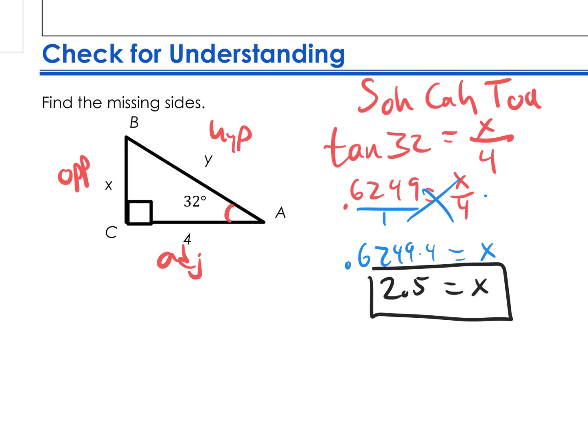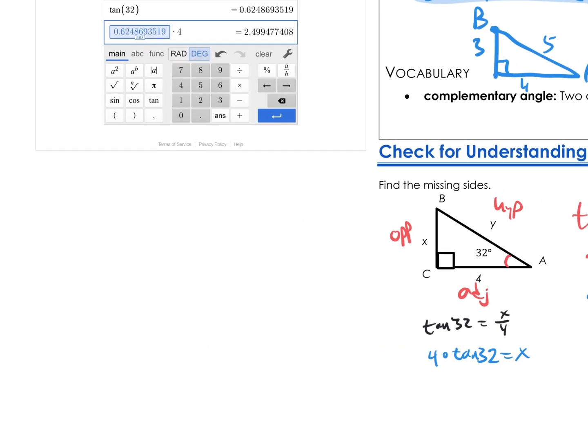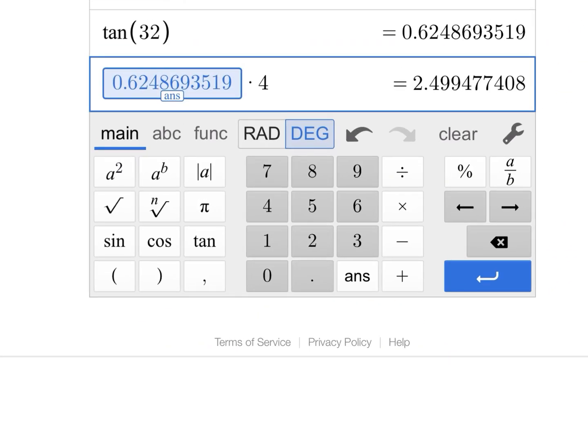Now, notice that the tangent is just a decimal number here. Your calculator has all those numbers memorized, but once you're comfortable with the fact that the tangent of 32 is just a decimal number, you can leave it alone for right now and multiply it up and say, well, 4 times whatever the tangent of 32 is, that's what x is going to be. And then we can go over to our calculator and just type in 4 tan 32. Let's see what happens here.